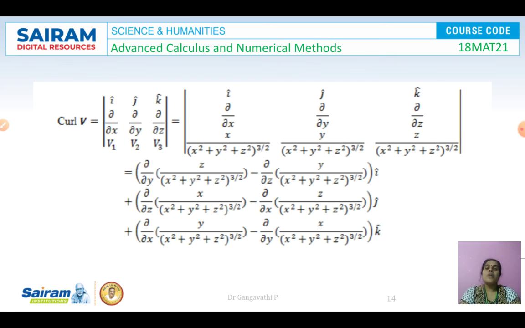It has also asked us to find whether the given vector is an irrotational vector. In order to say a vector is irrotational, the curl of that vector should become 0. So consider the curl of the vector v: the determinant with i, j, k, ∂/∂x, ∂/∂y, ∂/∂z, and the components of v, v1, v2, v3. Let us substitute for v1, v2, v3 here and solve the determinant.